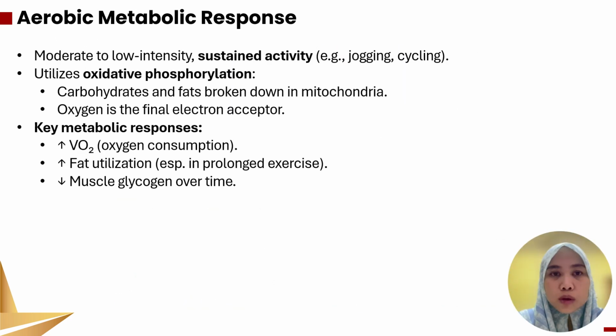Now to aerobic metabolism. This supports moderate to low intensity, sustained activities such as jogging, cycling or swimming over longer duration. Here, the body relies on oxidative phosphorylation, where both carbohydrates and fats are metabolized in the mitochondria to produce ATP. Oxygen plays a critical role as the final electron acceptor in this process.